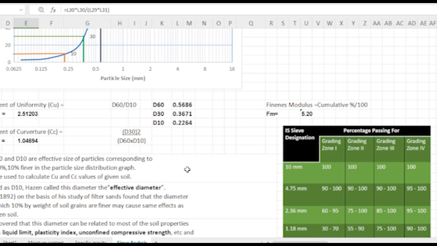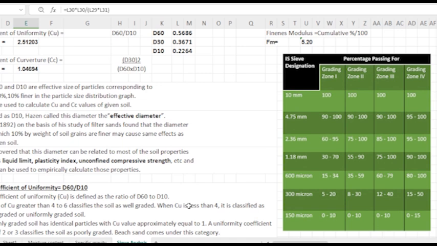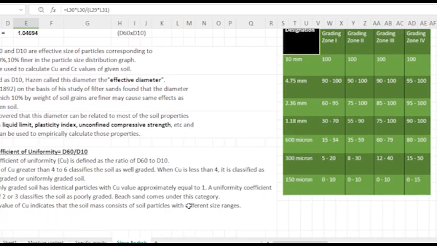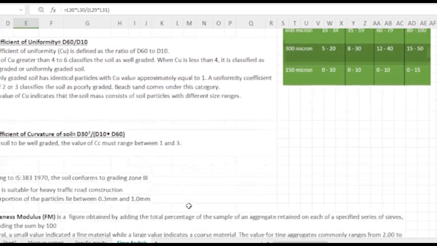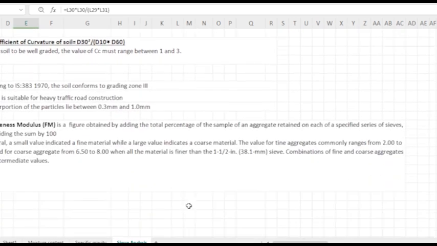So the D30, D60, D10 are effective sizes of particles corresponding to 60%, 30%, and 10% finer in the particle size distribution graph. They are used to calculate the coefficient of uniformity and coefficient of curvature values of the soil. So those are denoted as D10. So as it stands, the coefficient of uniformity has been determined and the soil has been categorized from the readings that we have here.